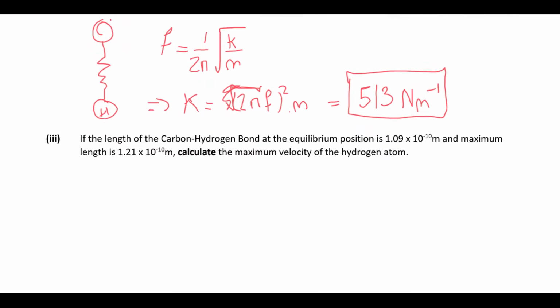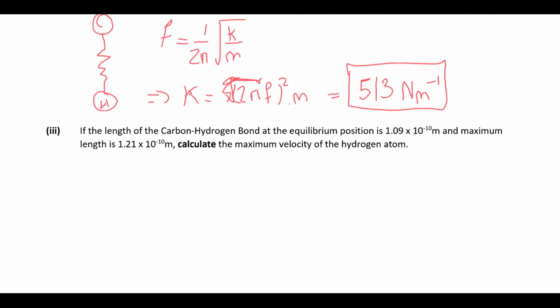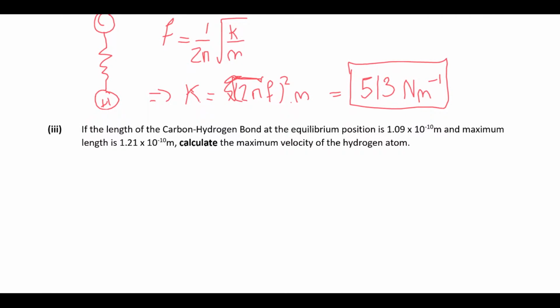So we've got, if the length at the equilibrium position is this amount, and we've got a maximum length of this, calculate the maximum velocity. So the key here is to work out what the amplitude of your oscillation is, which will be the difference between these two values. So it's going to be 1.21 minus 1.09, and then we're going to have the power of 10 to the minus 10. So let's do that first of all. 1.21 minus 1.09 times 10 to the minus 10 gives us 1.2 times 10 to the minus 11 meters.